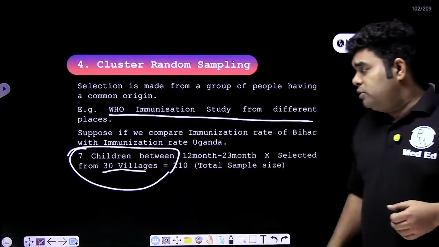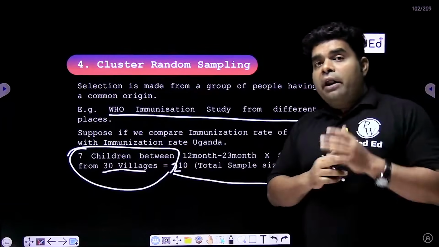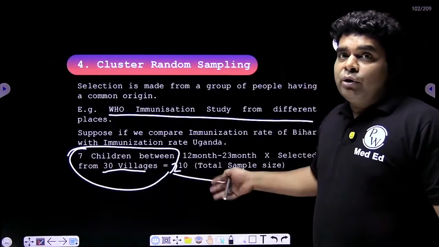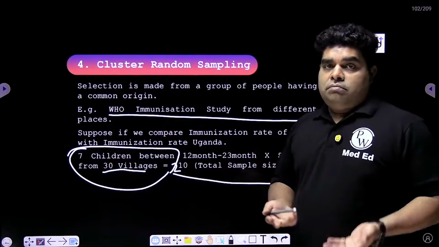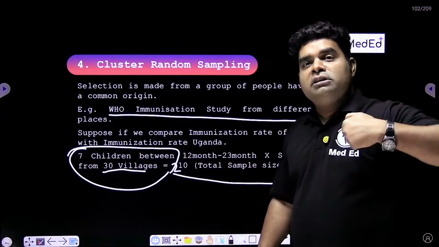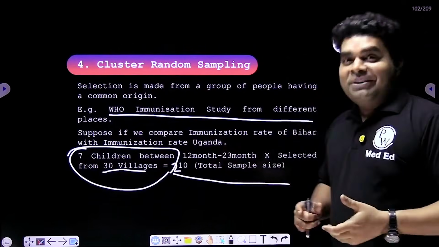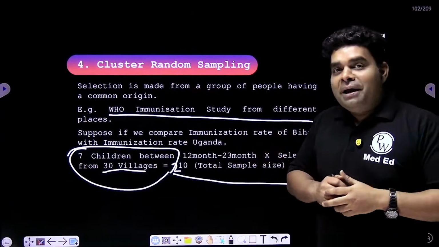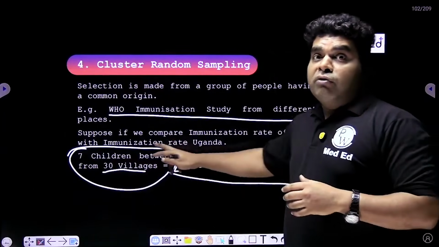So 7 children from 30 villages, the total sample size will be 210. And out of 210, if I found 100 children immunized in Uganda and 150 children out of 210 immunized in Bihar, then of course the immunization rate will be lower in Uganda. And every time I ask this question, the students point their finger towards me and say Uganda. I don't know why. So definitely this is the way to compare immunization, not just in Bihar and Uganda, but any two states, any two countries. If you want to compare, you will follow the same strategy.